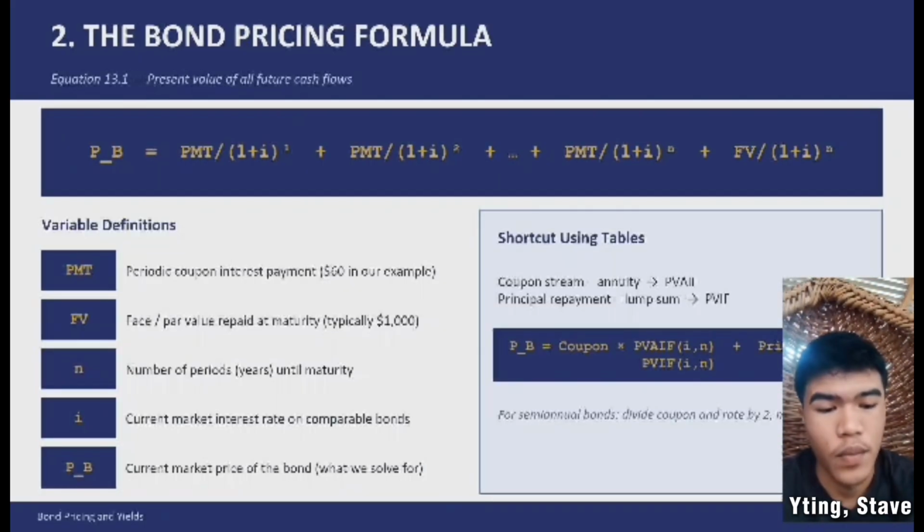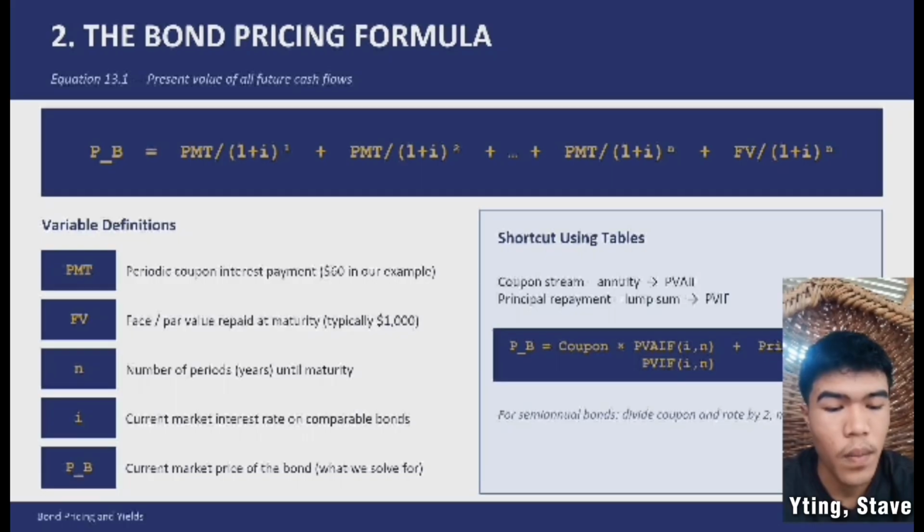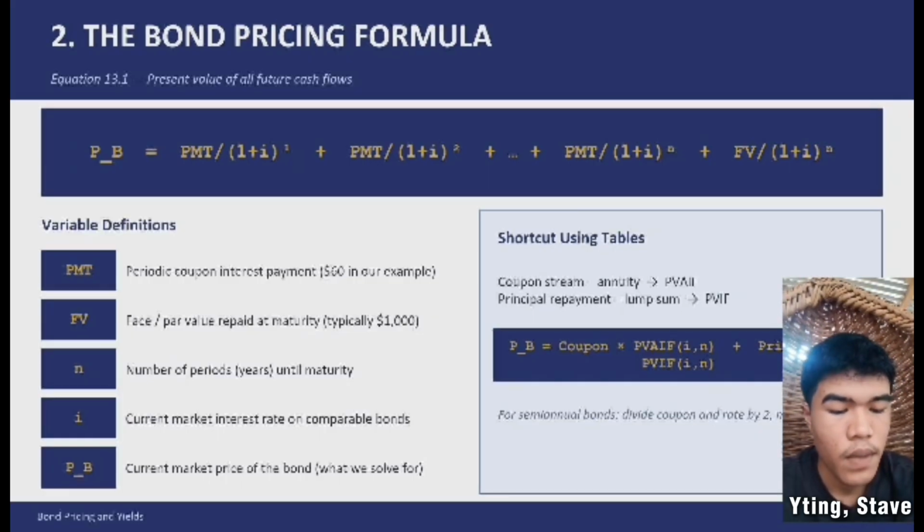The bond pricing formula. Equation: PV is the value of all future cash flows. Variable definitions. PMT, the periodic coupon interest payment, is $60 in our example. FB, the face or par value repaid at maturity, is typically $1,000. N, the number of periods or years until maturity. I, the current market interest rate on comparable bonds. PV, the current market price of the bond, what we solve for.